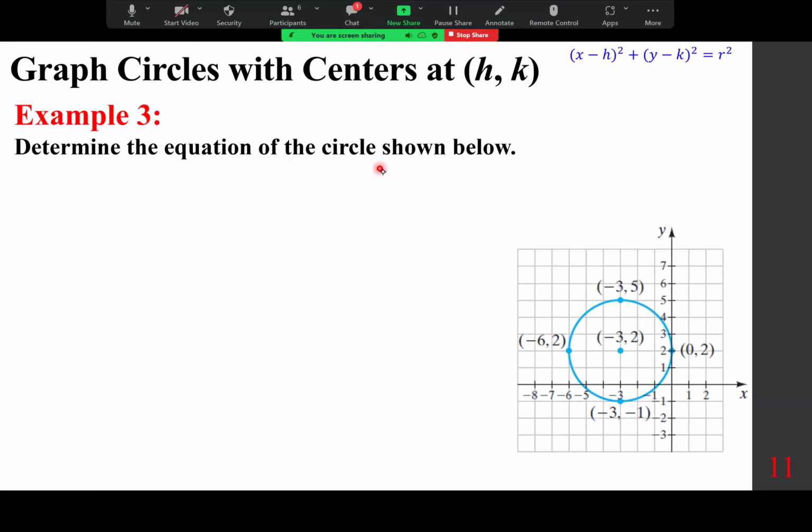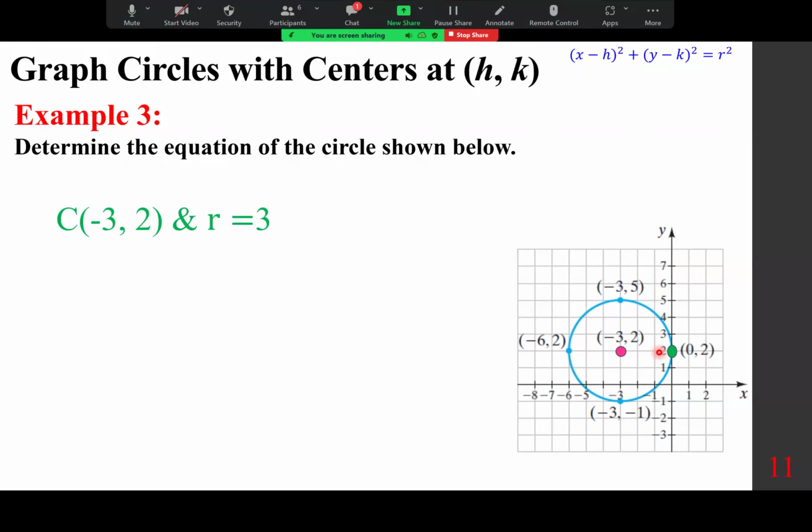Determine the equation of a circle shown below. Well, we notice the center is at negative 3, 2. And we pick 1 point clearly, this is 0, 2. So that tells us the center is negative 3, 2, and the distance from here to here is 3, which makes the radius 3. So the center is located at negative 3, 2, and the radius is equal to 3. I hope it's clear to everybody.